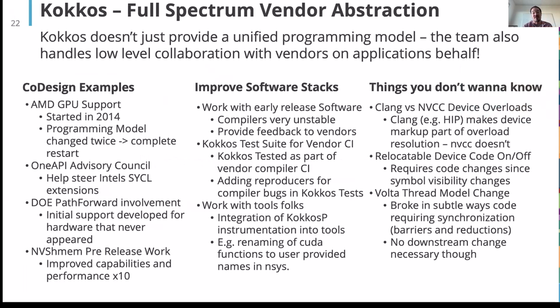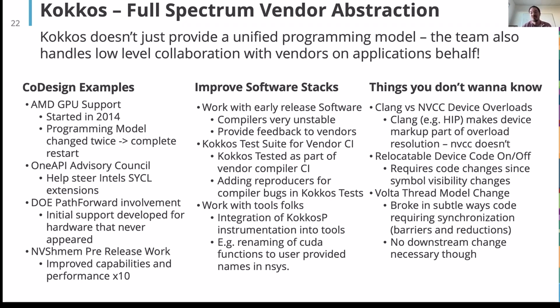On top of it, we do a lot of other things. One of the things we really started doing is hiding away and solving a lot of problems before they hit our real applications. What that means is we work and collaborate with the vendors on the applications' behalf. We work with them on co-design; for example, we worked on AMD GPUs since 2014, long before they sold anything for real in the HPC market. We work with them on improving the software stack. For example, the Kokkos Test Suite is part of a vendor CI for some of these vendors. They run that as part of their compiler tests, etc.